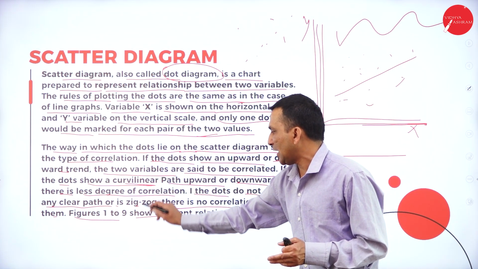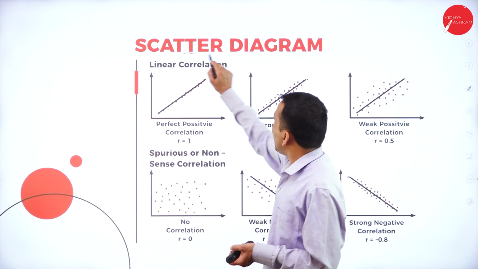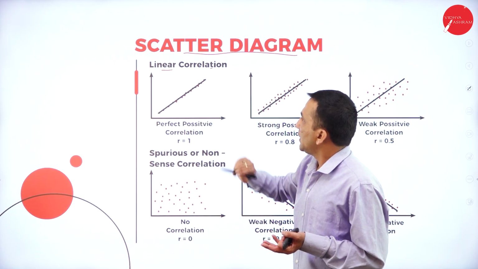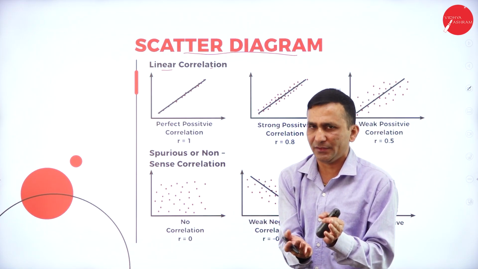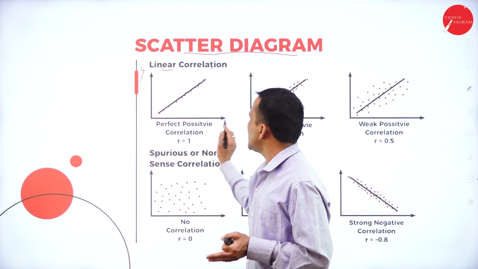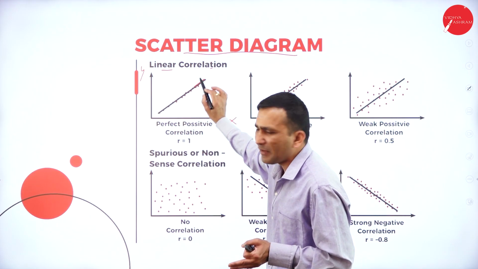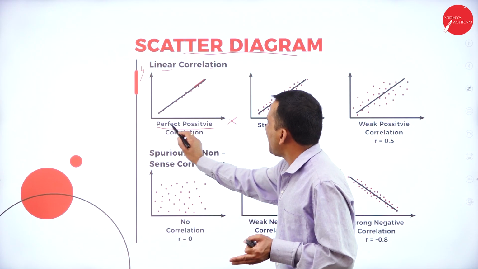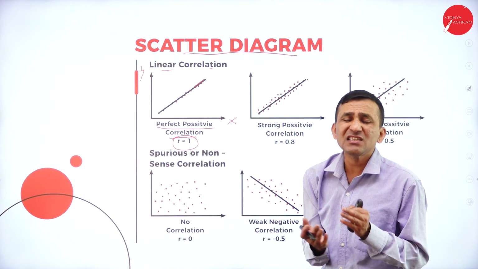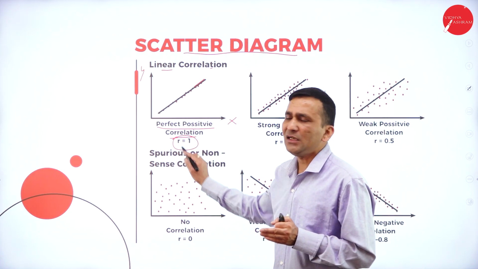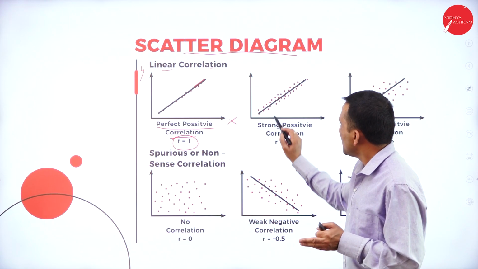Figures 1 to 9, you can understand the story. There are many scatter diagrams based on values. First, see the scatter diagram of linear correlation. Linear means perfect. The x-axis and y-axis are going in the same direction, at the same ratio. So that's what we call a perfect positive correlation. The value is always 1. If you calculate and get exactly 1, that is a perfect positive correlation.